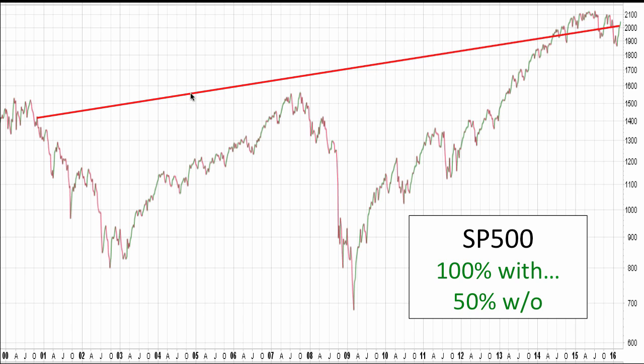Now, obviously, you didn't grow on this nice, beautiful line here. You had a roller coaster ride of getting to that 100%. If you did not reinvest your dividends, you're only up 50%. So that's the S&P 500, which is representing the asset class called stocks.